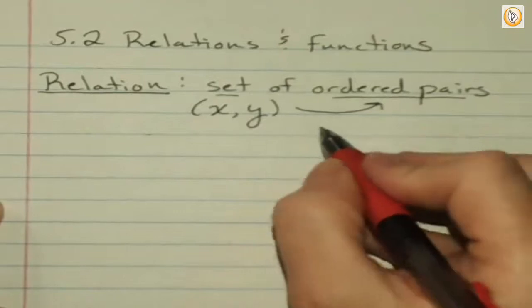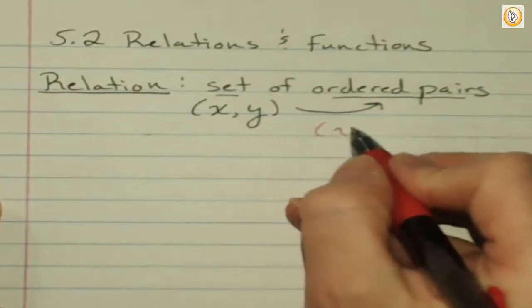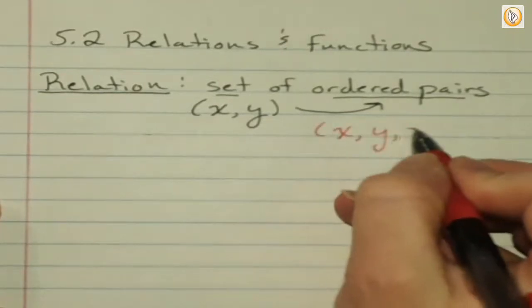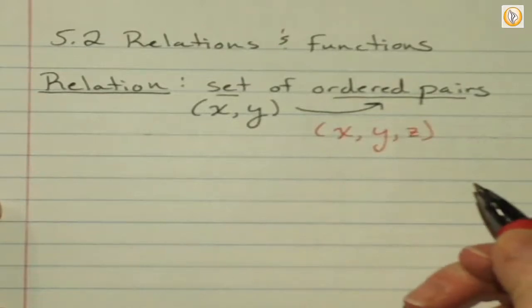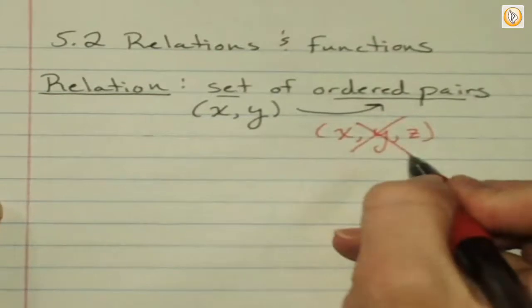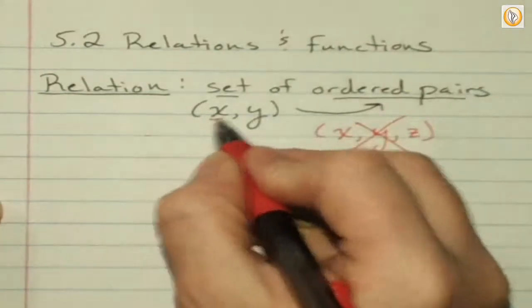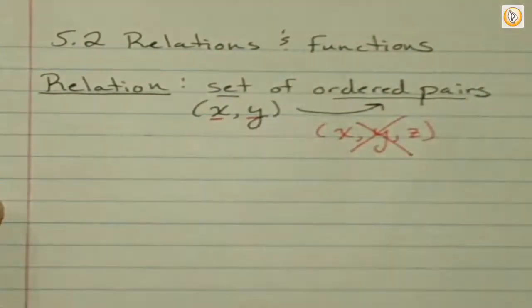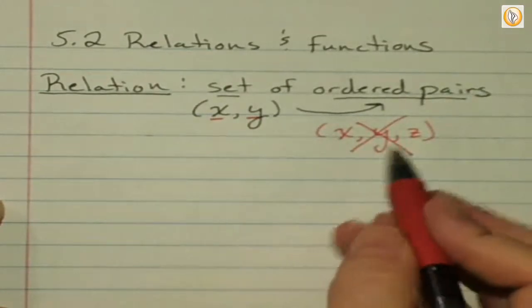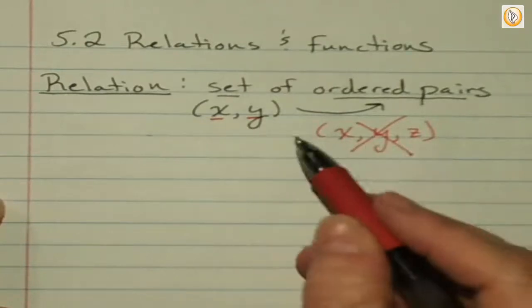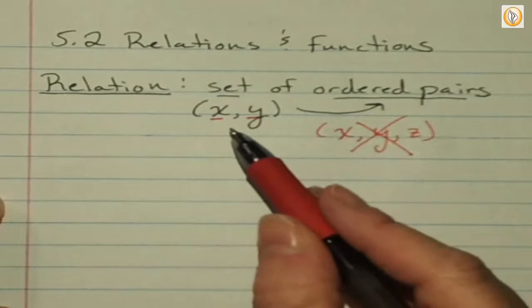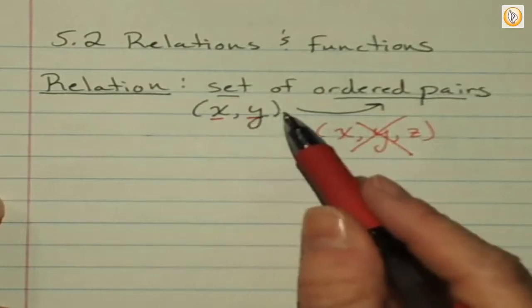Can it be X, Y, and Z? No. It has to be an ordered pair. So it can't be just X. It can't be just Y. It can't be X, Y, Z. It can't be anything but an ordered pair, X and Y.